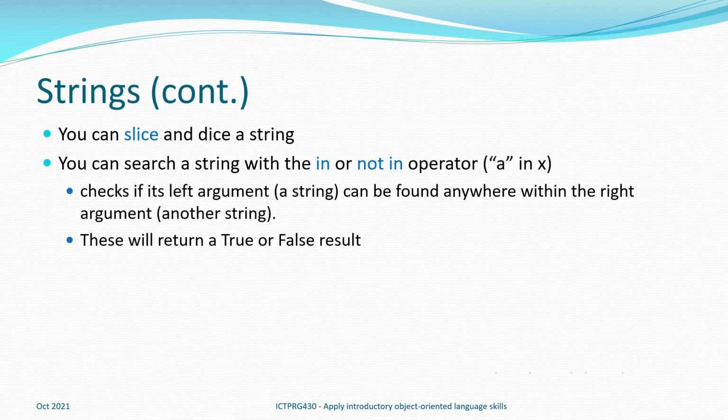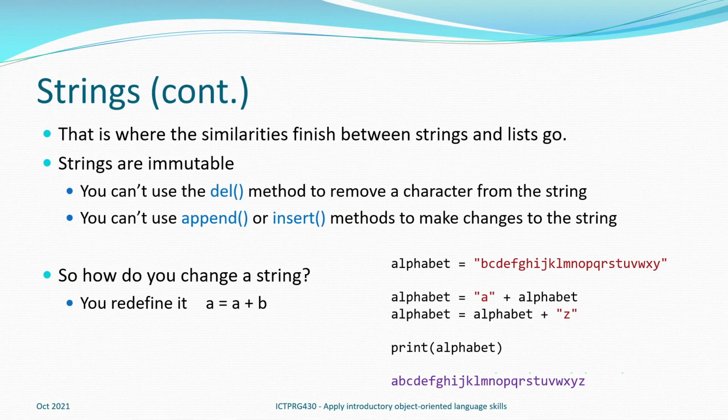So you can search a string with the in or not in operators. So you can search for one or more characters in the string. It will start from the left and work its way to the right, and it'll return a true or false result. So that's pretty much it for the similarities.